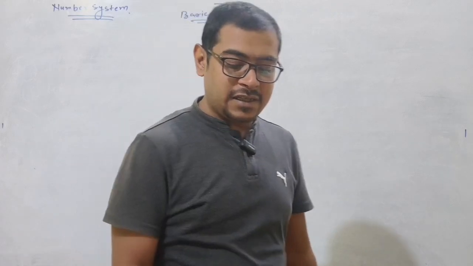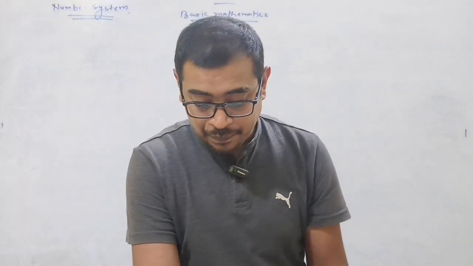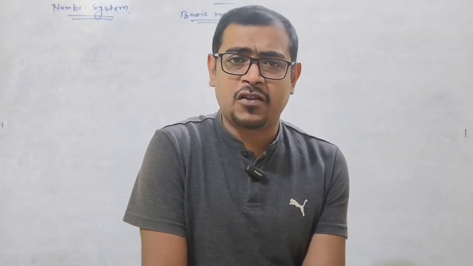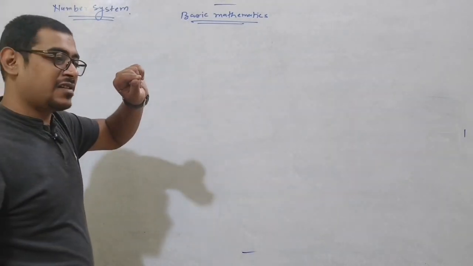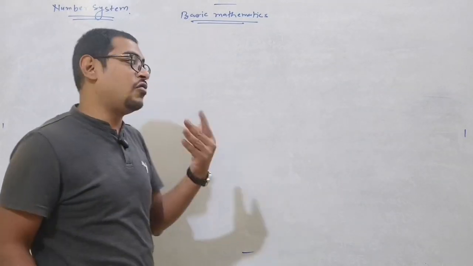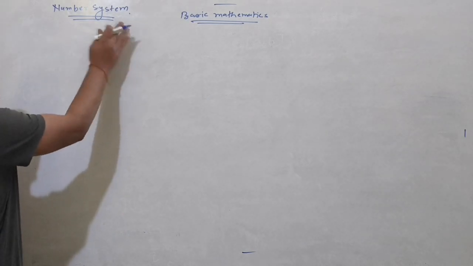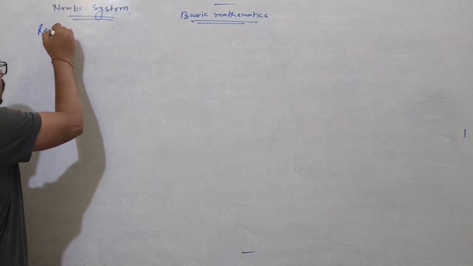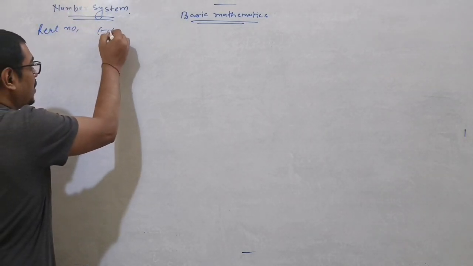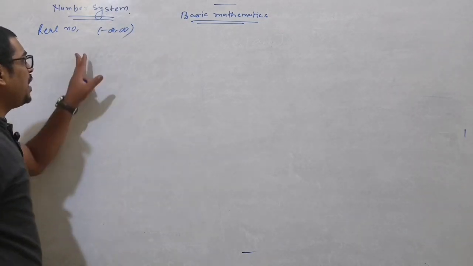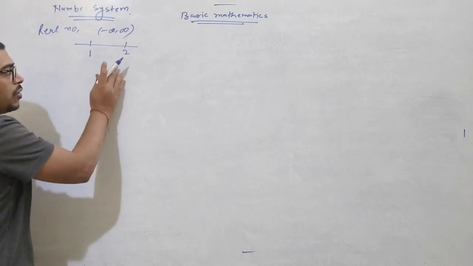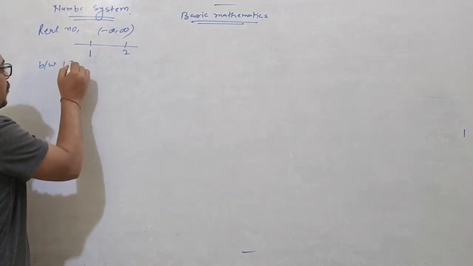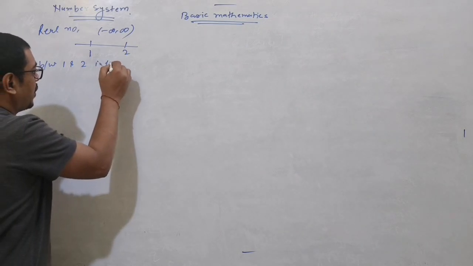So today we will discuss the PYQ of modulus function also. But before that, we can discuss the number system, that is, what numbers are. First is real number. Real numbers, the biggest set, range from minus infinity to infinity. How many real numbers are there between 1 and 2? Infinite. So between 1 and 2, there are infinite real numbers.